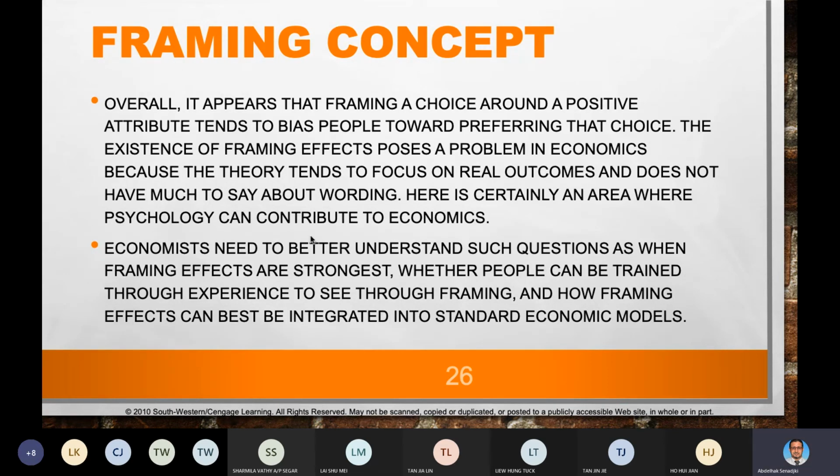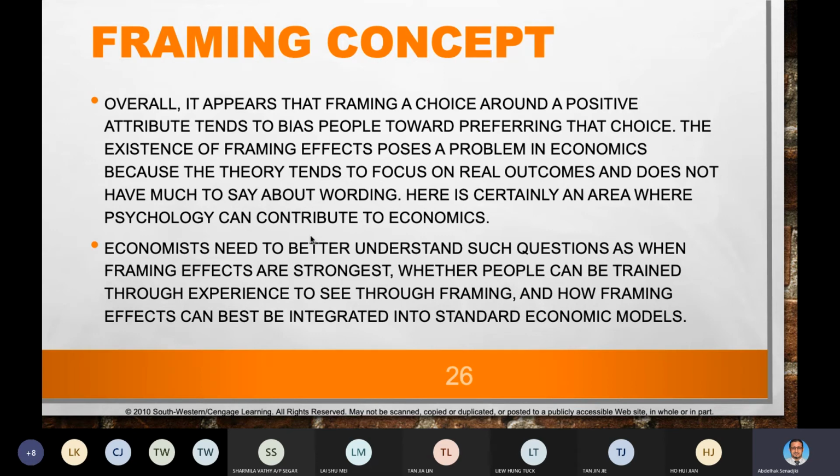So overall, it appears that framing a choice around a positive attribute tends to bias people toward preferring that choice. The existence of the framing effect poses a problem in economics because the theory tends to focus on real outcomes and does not have much to say about wording.